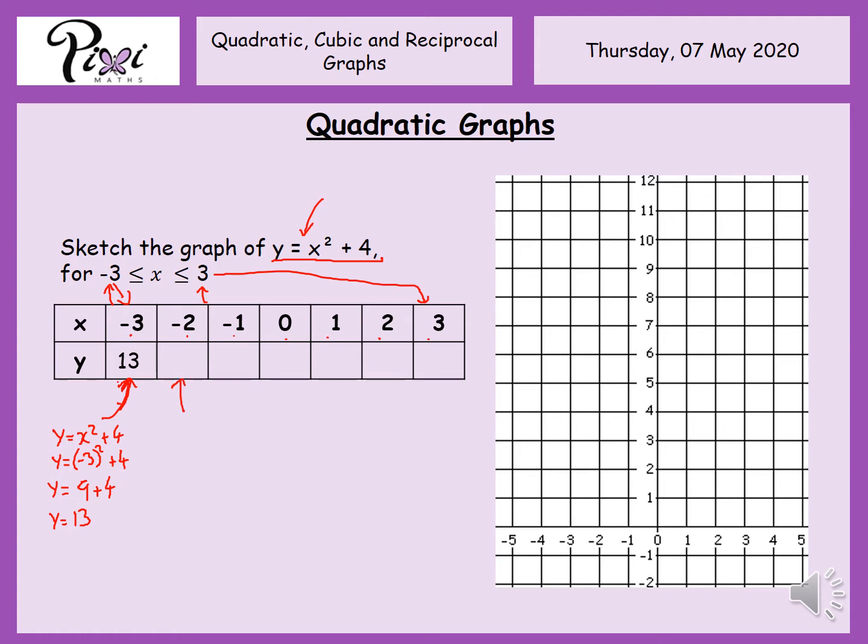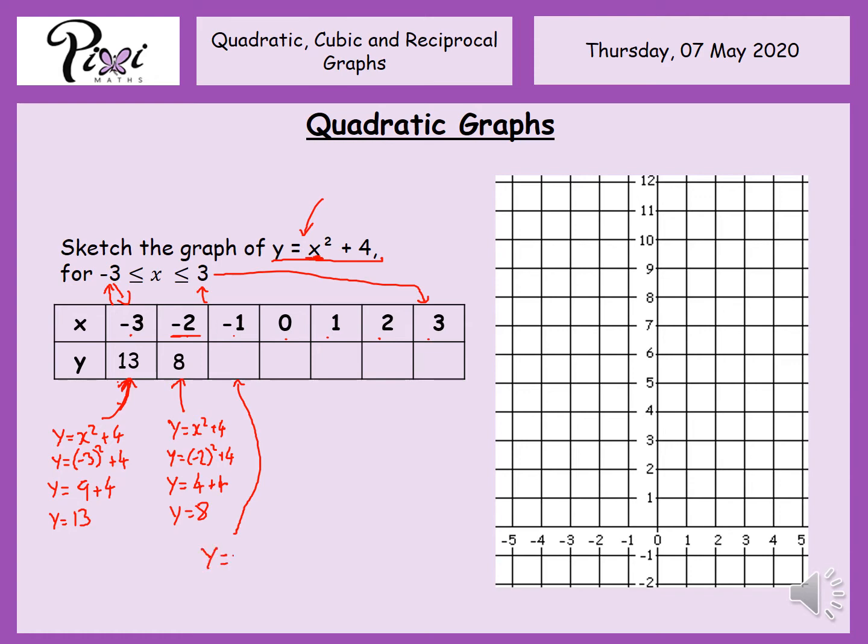This next one, same idea, y equals x squared plus 4, except now x is minus 2. So we've got y equals minus 2 squared plus 4. Again, minus times a minus gives a plus, so we've got 4 plus 4, y equals 8. Keep going and we fill in this whole table, it's quite samey, it's just doing a substitution. Basically each time where you've got the x squared, you're just putting in the new x value. I'll do one more and then I'll skip through the rest.